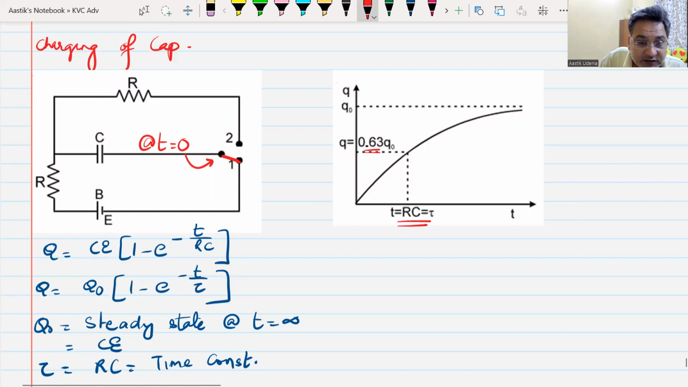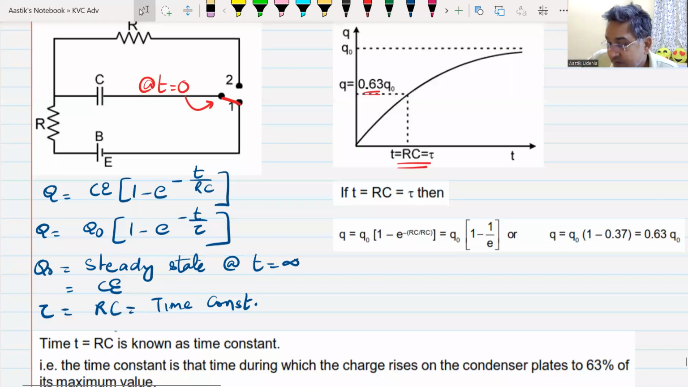Time constant of the charging circuit is the time taken by the capacitor to increase its charge from 0 to 63% of the maximum value. Do we understand this? Yes, sir. This process is known as the charging of the capacitor. Everyone understands this? Yes, sir. Anyone having any doubt on this?